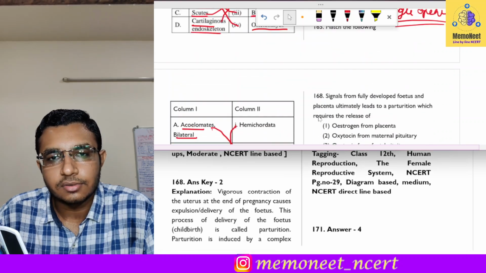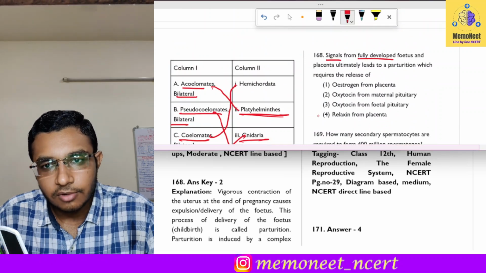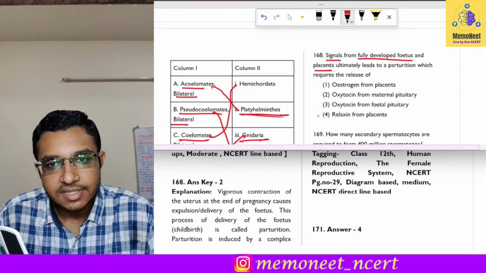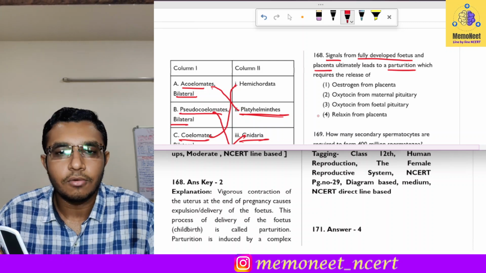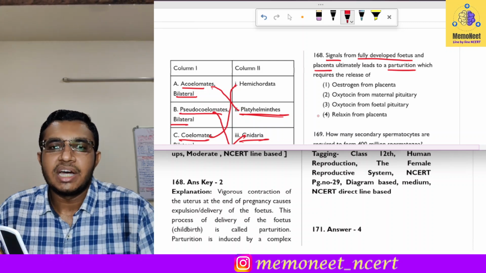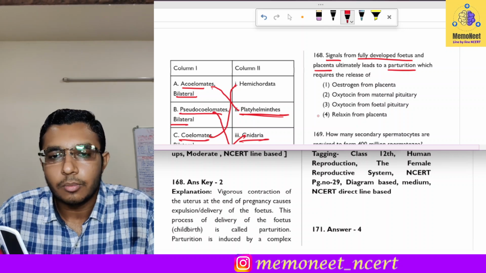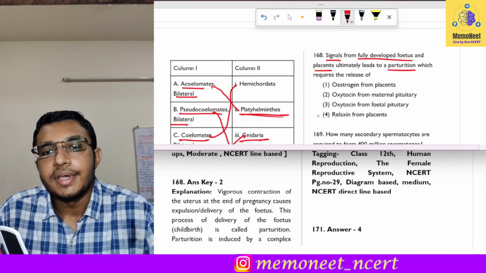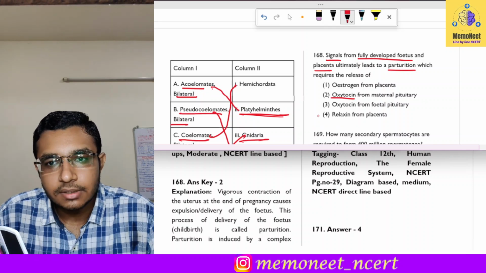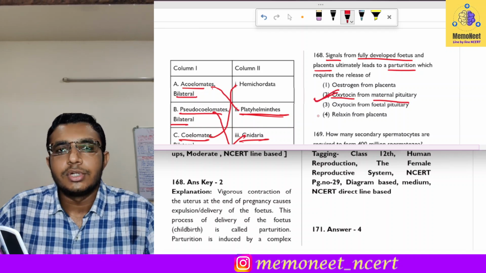Next question is question number 168. It states that the signals from a fully developed fetus and the placenta ultimately lead to parturition, which requires the release of what? Okay, now see, parturition is mainly controlled by which hormone? It is controlled by oxytocin, and the oxytocin is released from the maternal pituitary gland. Okay, so the correct answer of this question is option 2.